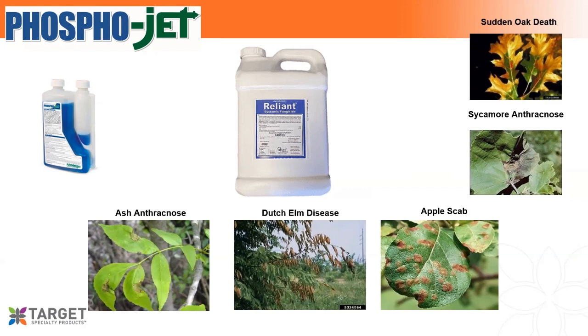All their labels are slightly different, so keep that in mind. All of them are an injection label of some sort. Almost all of them are a soil drench. Most of them have bark spray, but not all of them. Phosphajet and Reliant have the bark spray, and that's a very common backup to doing an application with this one. You can soil drench it, you can do a bark spray, or you can do a trunk injection.